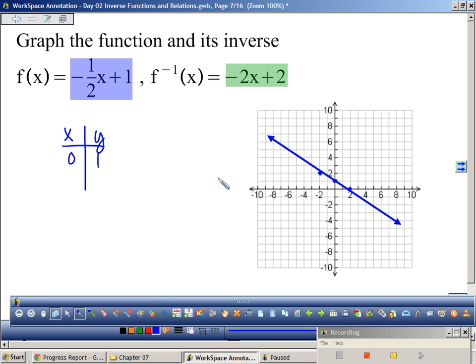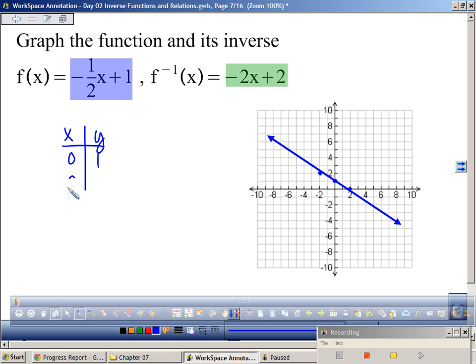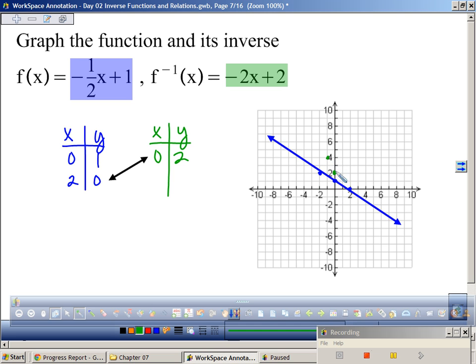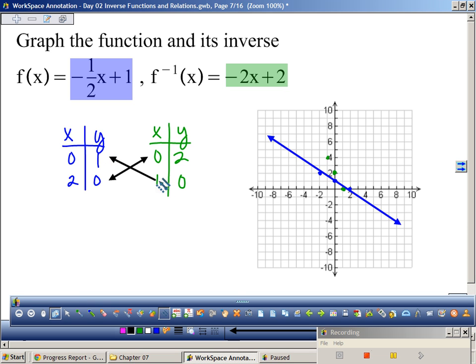Let's plot one more point. 0, 1, or put one in the table. What's the other one? 2, 0, right? All right, let's move on to our inverse function, x, y. What's the first one I should be putting here? 0, 2. Oh, and looky there. Look it, they're inverses of each other. So 0, 2 is right here, and then I'm going to move up 2 over 1 or down 2 over 1. So this other point is 1, 0. Oh, look there. Those are also inverses of each other.